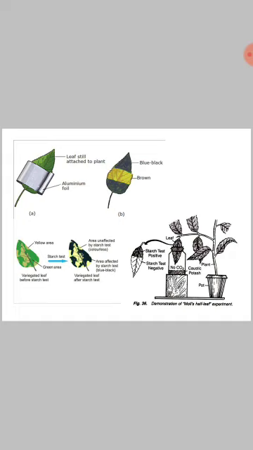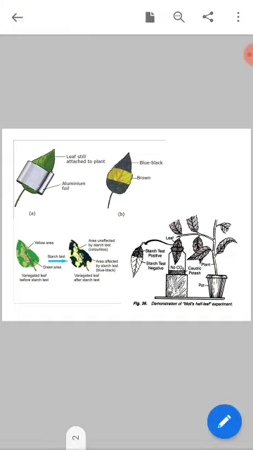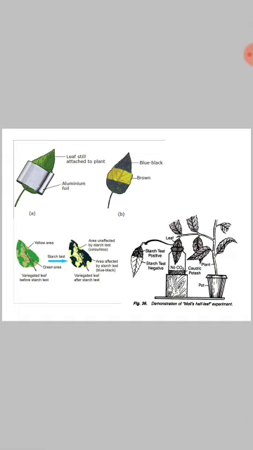So from this experiment we can easily prove that sunlight and chlorophyll, these two elements, are essentially required in photosynthesis, because the area that was not covered gets chlorophyll as well as sunlight. That is why that area can produce carbohydrate, and the area that was covered by aluminum foil did not get sunlight. So the cells present in that area cannot produce carbohydrate.